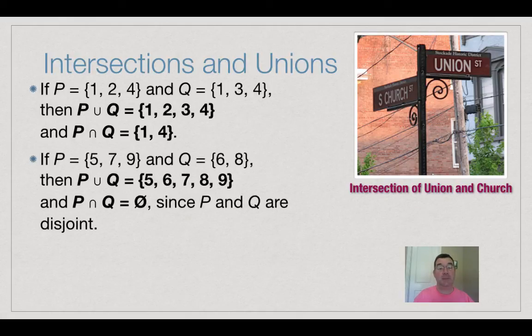Okay, another example with a different P and Q. If P has elements 5, 7, and 9, Q has elements 6 and 8, then the union of those two is the set of numbers 5, 6, 7, 8, and 9. And the intersection is the null set because there are no common elements between them. And in fact, that's a case where P and Q would be disjoint.